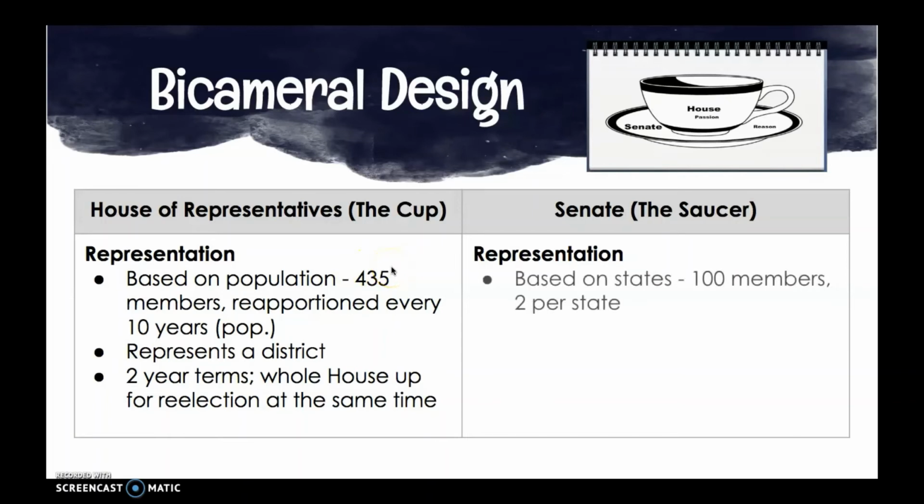And instead of being based on population, the Senate is based on states. So there are 2 senators per state, meaning there are 100 members of the Senate. And that number does not change. That is actually listed in the Constitution.